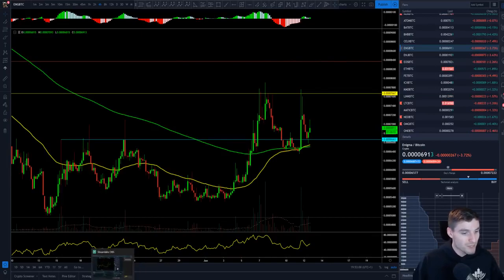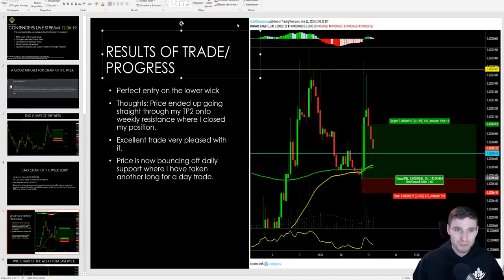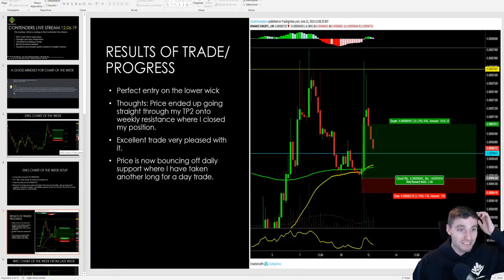So that leaves us finished with the Enigma. I hope that you enjoyed that trade setup, and reading from the comments, I know a lot of people got in on this one and a lot of people made money on this, so that was brilliant to see. And so that leaves us with this week's ENG coin of the week.